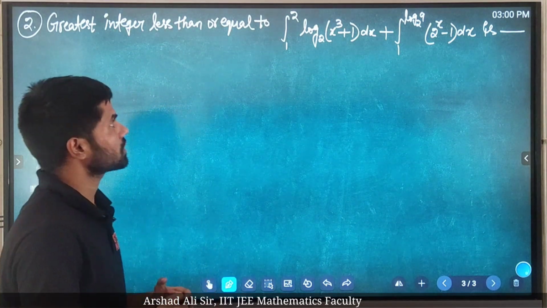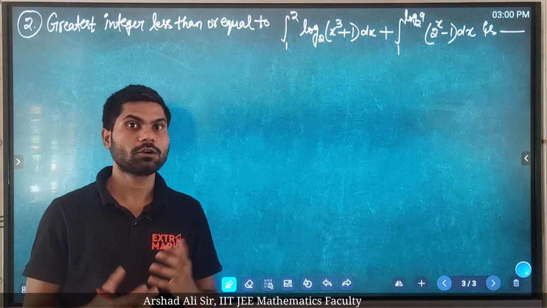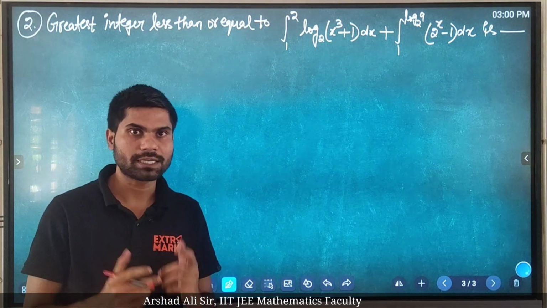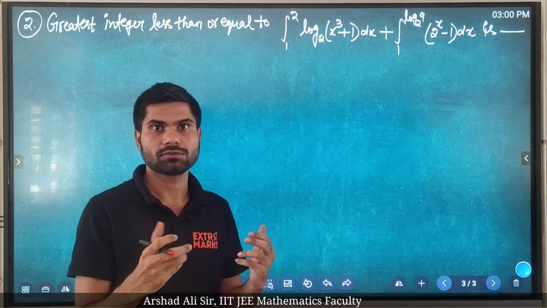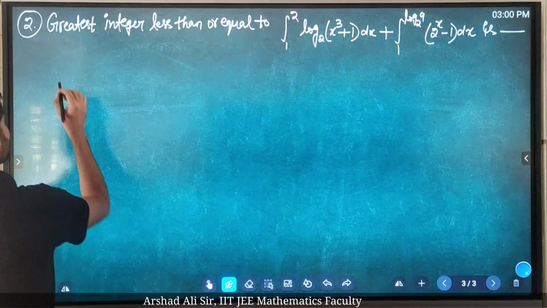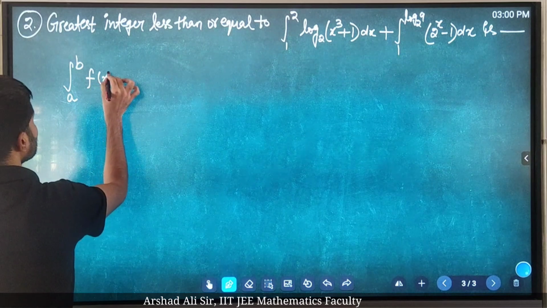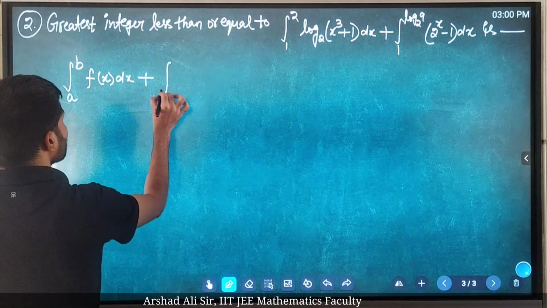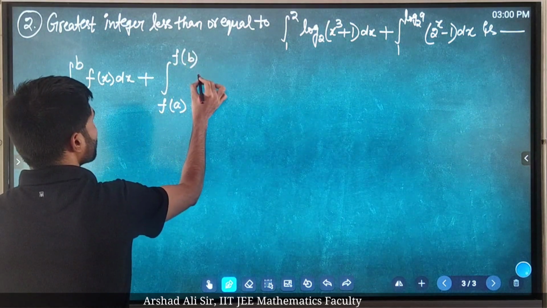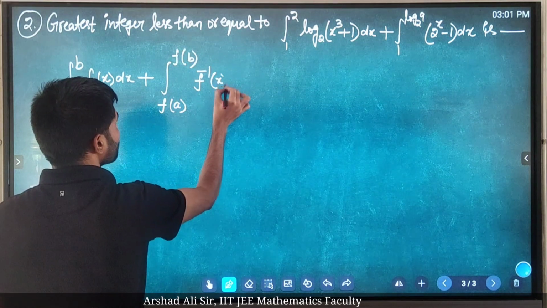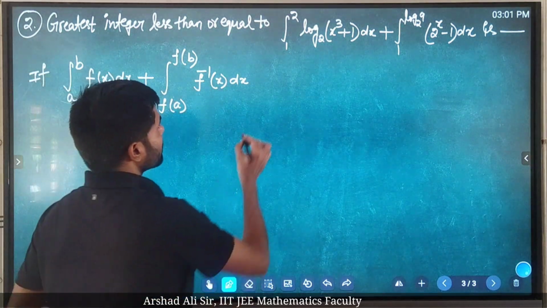If we solve this question with the proper method, it will be a little bit lengthy, but in the exam we have to save our time, so we have a short trick. So what is the short trick? First you have to identify the form of the integrations. If the integration is given in this form, limits a to b of f of x dx plus limits f of a to f of b of f inverse of x dx, then you can find the answer directly.